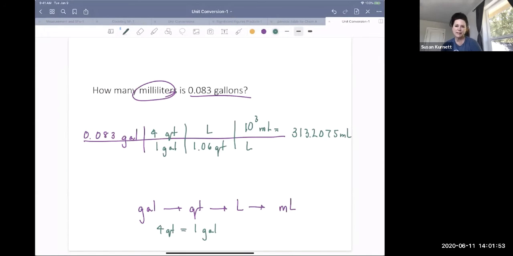How many sig figs did we start with? 3. 4. 2. Yeah, 2.